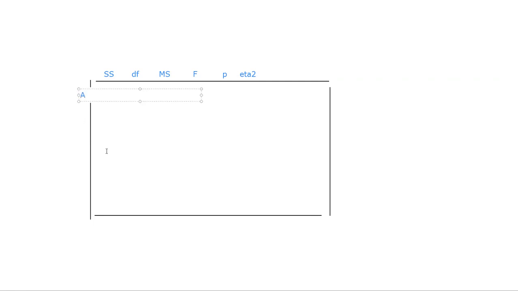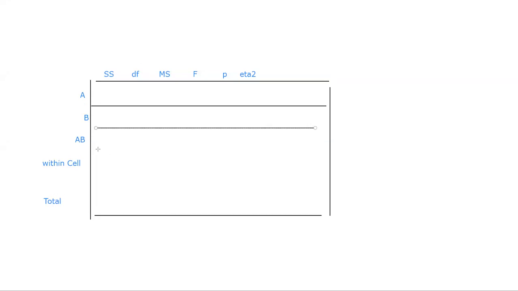Since we have 3 primary effects, we're going to have an A, a B, an AB. We have our error term, which is called the within cell. And then finally, we would have a total. So go ahead and put some haphazardly drawn rows in here.